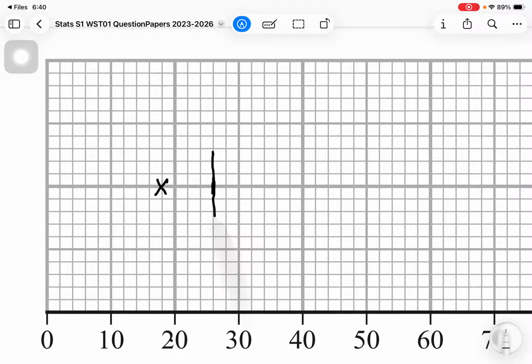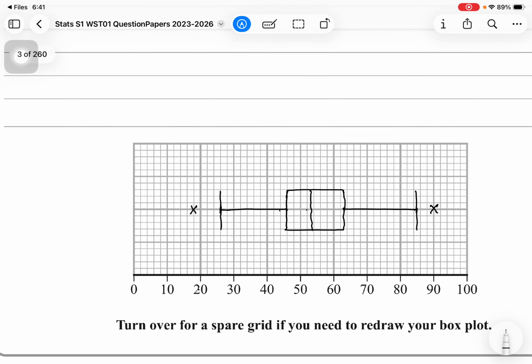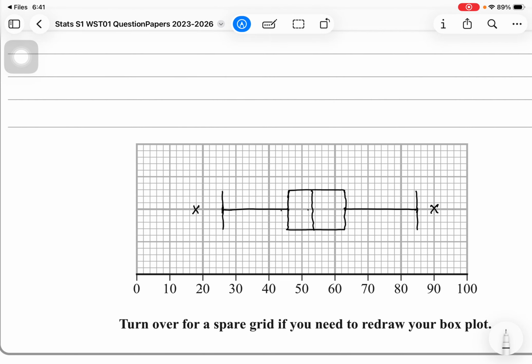And here the upper range is going to be 85, which is 80, 82, 84, 85. So this is 85. So it is this. We also had an outlier which is 90, which is coming here. So this is the box plot.